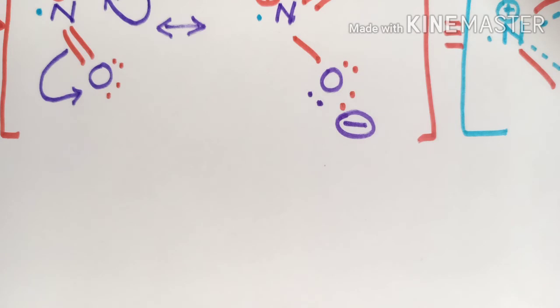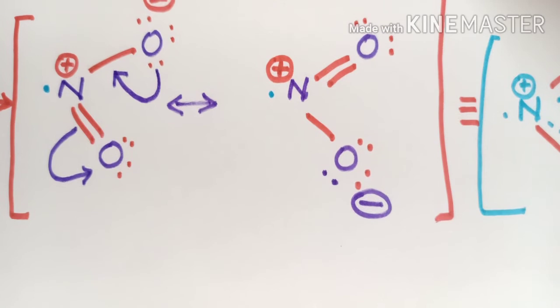So what do you understand by resonance? According to the concept of resonance, whenever a single Lewis structure is unable to explain the stability of the molecule, you find that a number of contributing structures which are having similar energy, positions of nuclei, and bonding and non-bonding pairs of electrons, they start shifting from one side to the other.